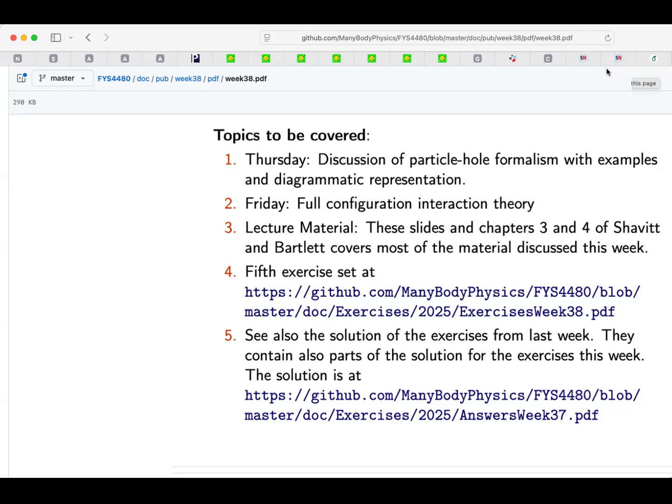Okay, any questions? So what I'm going to do now is switch over to the whiteboard, and we are going to go through the derivation of this particle-hole formalism and try to motivate why we are going to do that.